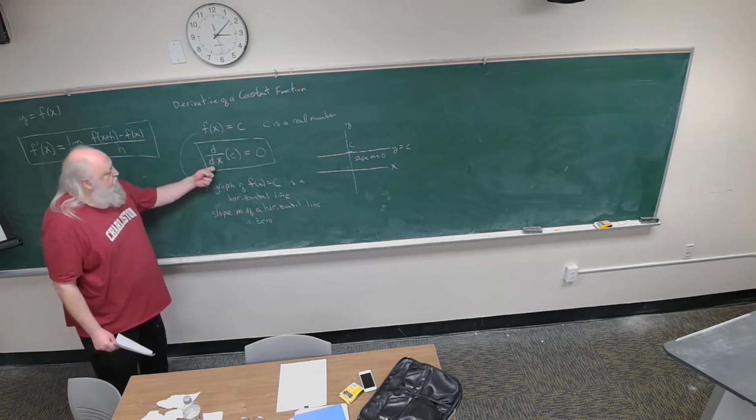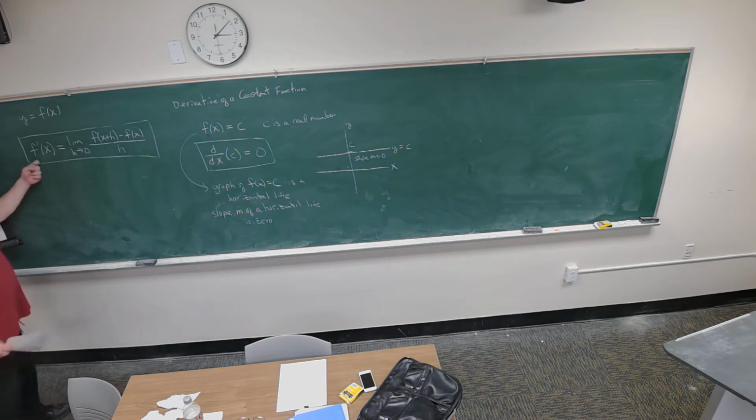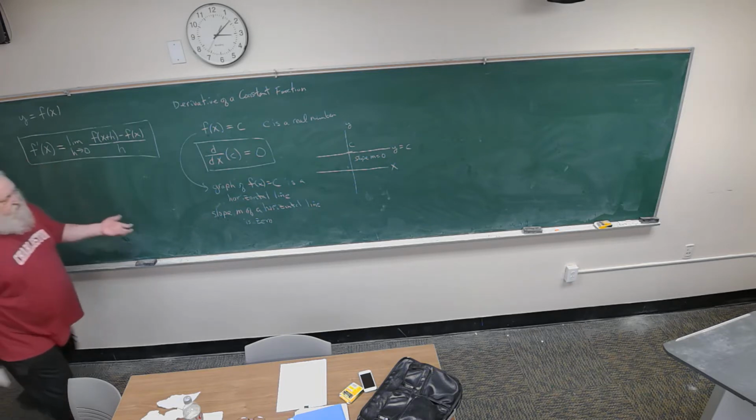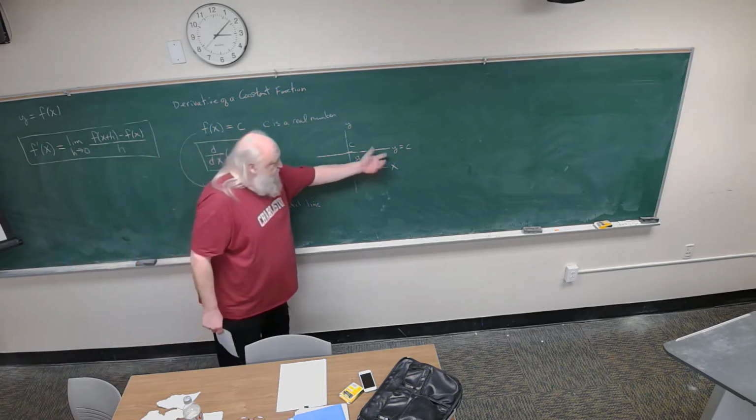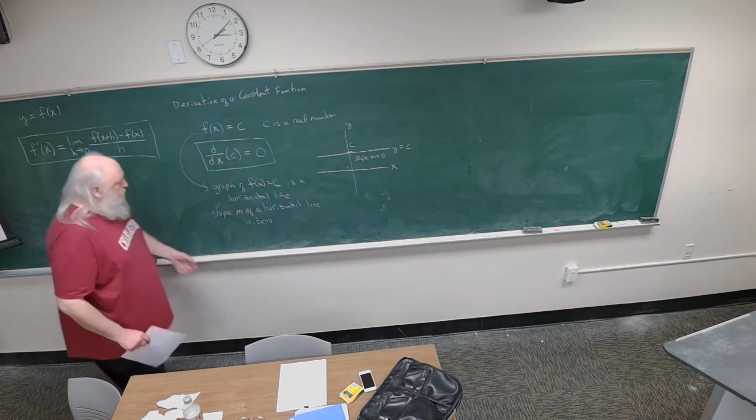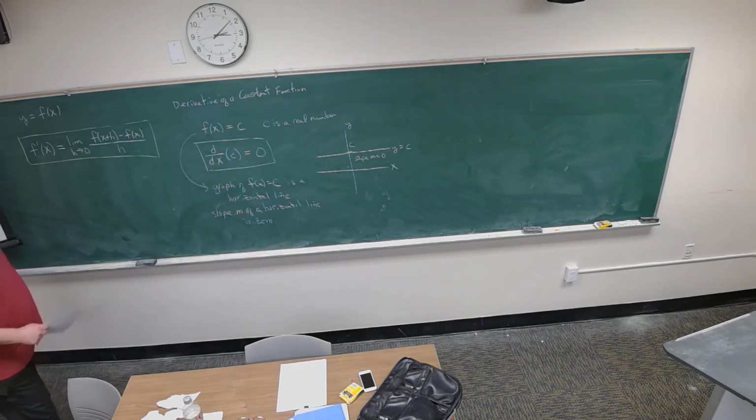Remember, the derivative gives us the slope of the curve at each value of x. f prime of x is the slope of the curve at each value of x. Well, the slope of a horizontal line at each value of x is 0. So this intuitively makes sense.